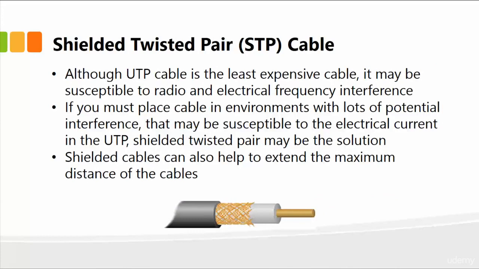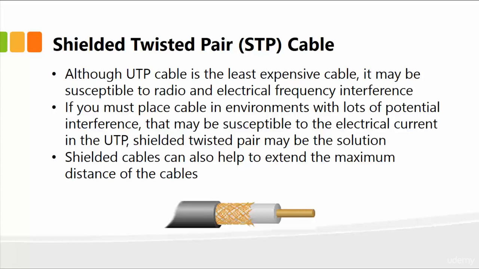The next type of cable is the shielded twisted pair cable. So we talked about the unshielded, right? The Cat 1, 2, 3, Cat 4, 5, and so on. So now let's take a look at what a shielded twisted pair cable, known as the STP cable, is all about. Although UTP cable is obviously least expensive, it may be susceptible to radio and electrical frequency interference. For example, if you have a network cable next to an electrical device or power socket, you may find data loss, right? Or reduced speeds of data transfer.